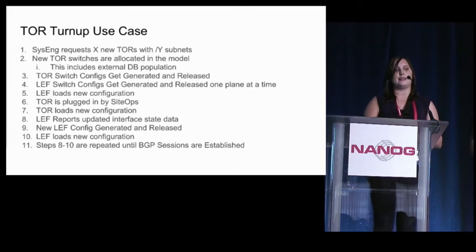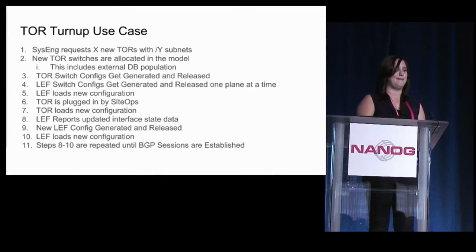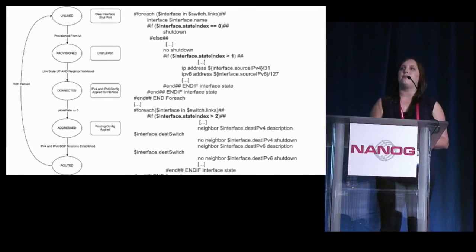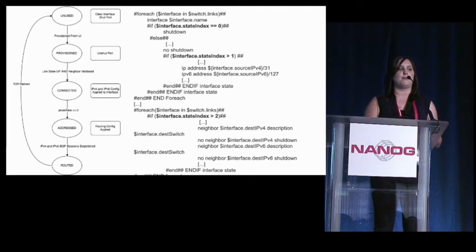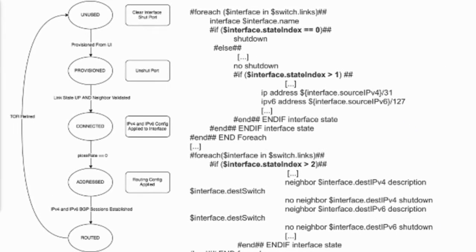So I am actually going to break this down a little bit further on the next slide. We have kind of a secondary state machine. This is our port state change machine. And this specific diagram only applies to leaf to TOR ports. We will have different states for different relationship types. So we do have 5 distinct states. These states are unused, provisioned, connected, addressed, and routed.